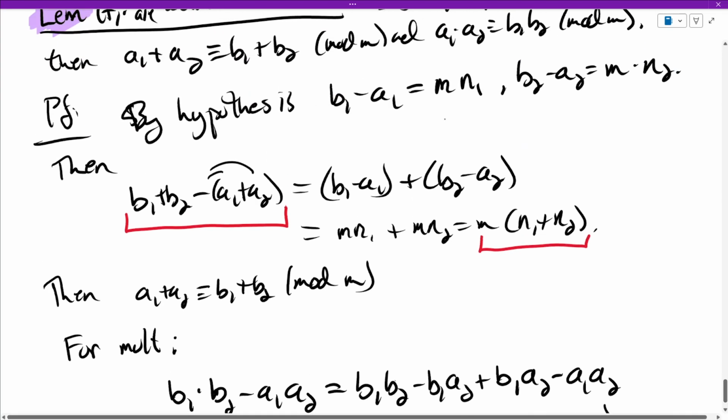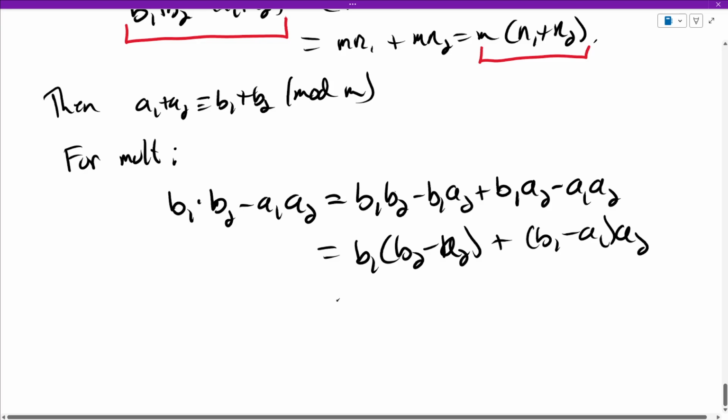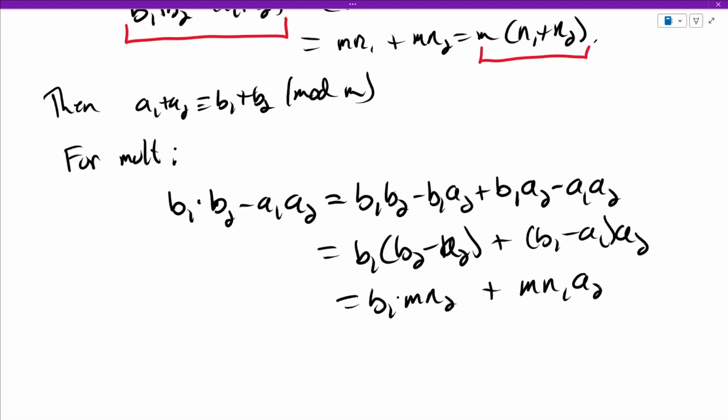All right, so b2 minus a2 is m n2, and b1 minus a1 is m n1. All right, we have a commutative ring, so we can pull out m's wherever we want. I'm going to pull them out on the left of both terms. And that does it, right? I guess I shouldn't end the proof just yet.